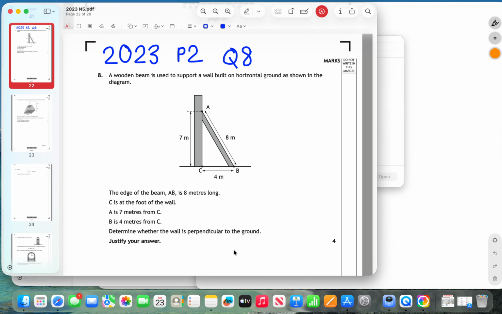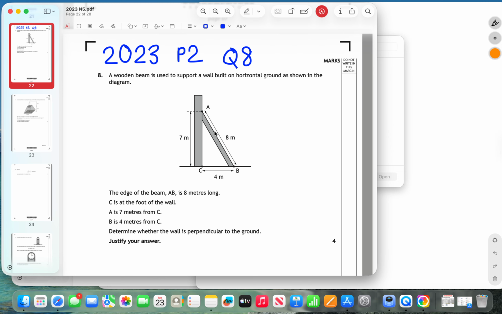2023 Paper 2 Question 8. A wooden beam is used to support a wall built on horizontal ground as shown here, and there's some information. Pause the video if you want to have an attempt at it. If not, or you don't know how to do it, then that's the purpose of this video.